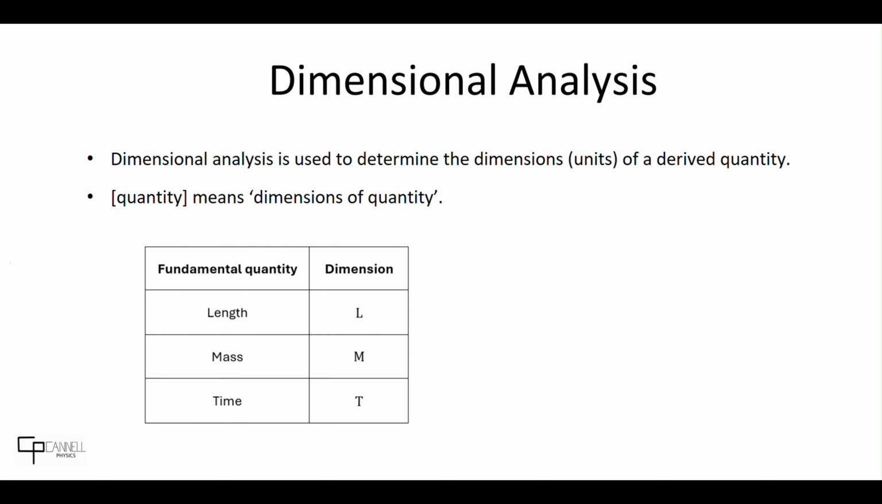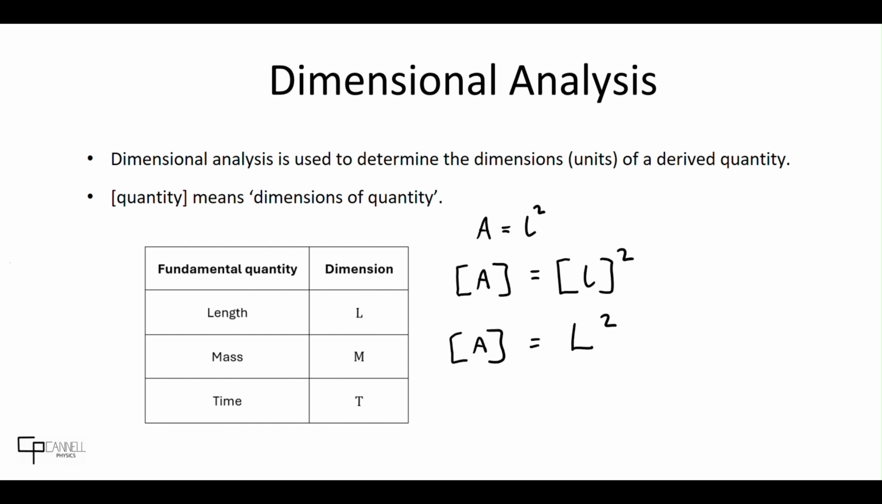So if we consider the area of a square with side length L, that would be A equals L squared. So this is the formula for the area of a square. To find the dimensions of area, we write the formula in square brackets, each symbol in square brackets. And now actually writing the dimensions, that is L squared. So the dimensions of area is L squared.